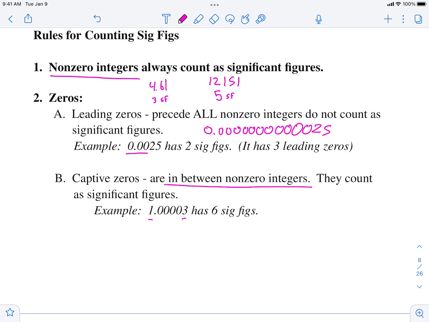How about a number like this? That has 3 because the first 2 zeros don't count. The non-zeros count, the trapped zero counts, therefore there's only 3 significant figures that count.